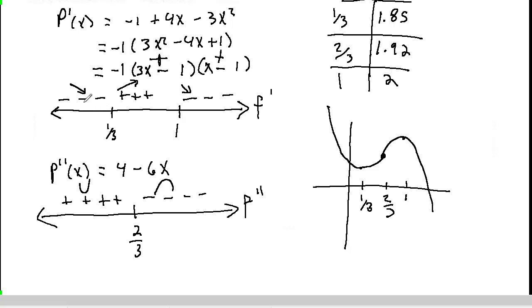If you look at the graph on your calculator, you can't see these features, but that's what's going on. To the left of 1/3, you're decreasing, coming down, and you're also concave up. Once you get past 1/3, you're starting to increase, and you're still concave up. And then once you get past 2/3, you are now concave down, and you're still increasing until you get to 1. Once you get past 1, then you start decreasing and you're concave down.